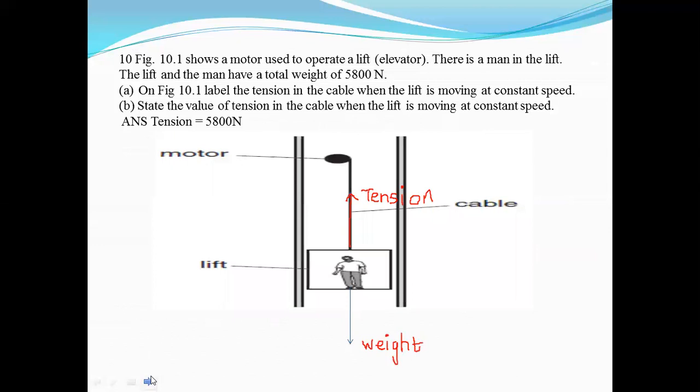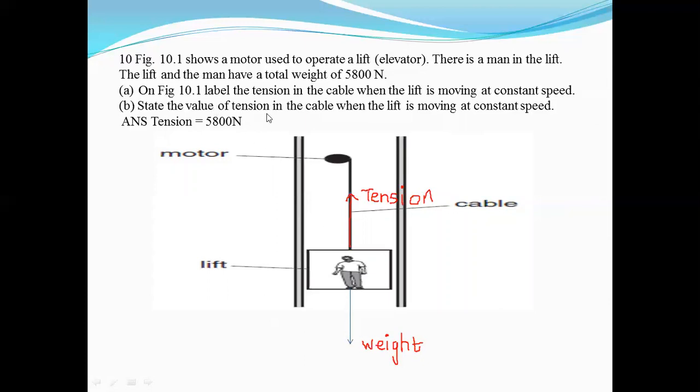Question number 10. The figure shows a motor used to operate a lift. There is a person in the lift. The lift and the man have a total weight of 5,800 Newton. On the figure, label the tension in the cable when the lift is moving at constant speed. The weight of the lift is acting in the downward direction. Weight is always shown by the downward arrow. Tension will be the force acting along the cable. It will act in opposite direction to the weight, and over here it will be upward.